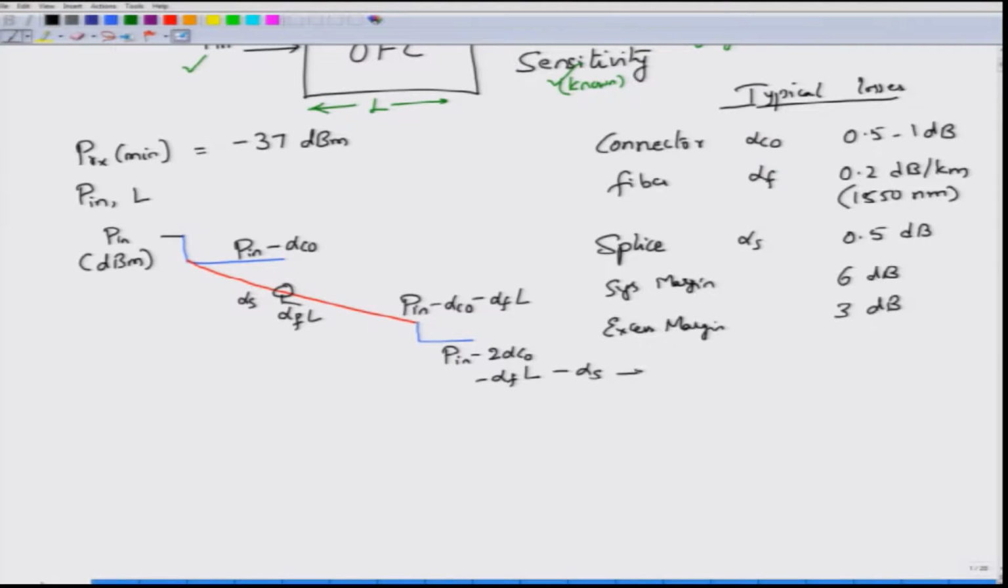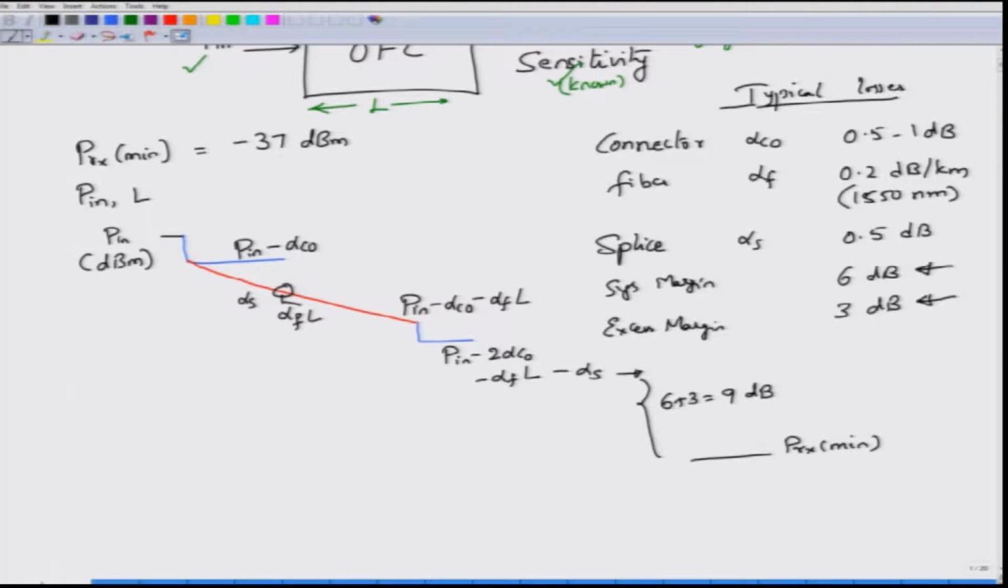Okay. This is the power that is received, but we want to consider a system margin of 6 dB and an excess margin of 3 dB. What it means is that if this is my PRX min, which is the minimum received optical power, then the optical power that I receive here must be above 6 plus 3, which is equal to 9 dB. So, in other words, if this link completely fails, giving you a loss of 6 dB with respect to system failure, and if the drift, aging and everything happens, there will be an additional loss of 3 dB.